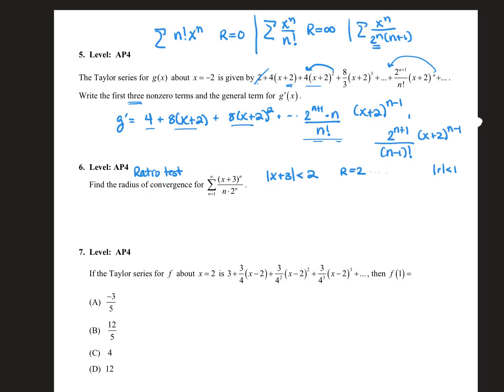So for the ratio test, you do the limit as n goes to infinity of a_(n+1) over a_n. So this will be the limit as n goes to infinity of (x plus 3)^(n+1) all over (n plus 1) times 2^(n+1), multiplied by the reciprocals.